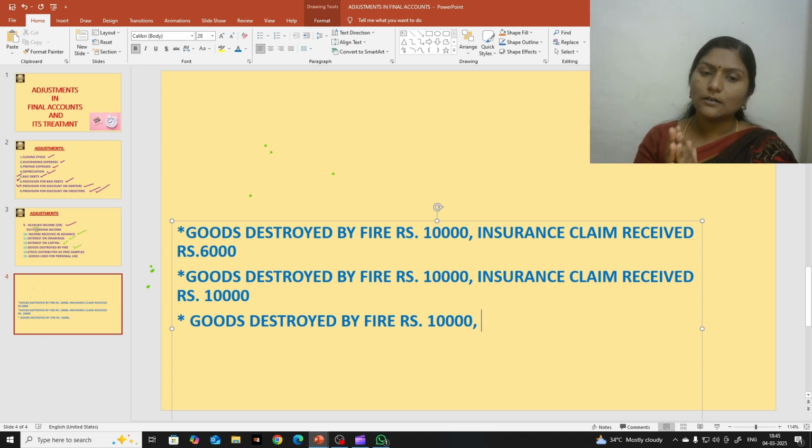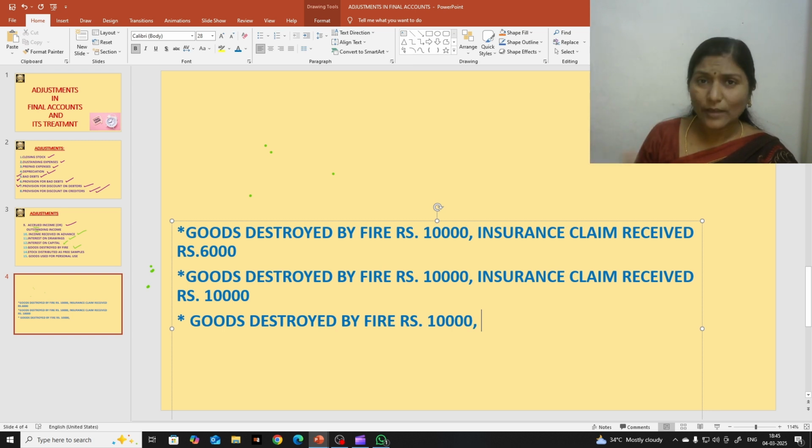Total loss always we record in trading account credit side. So you should write by goods destroyed by fire 10,000. Second time, still how much loss we have? 10,000, no insurance claim. Okay, our loss is 10,000 only. So record that in profit and loss account debit side. To goods destroyed by fire 10,000.